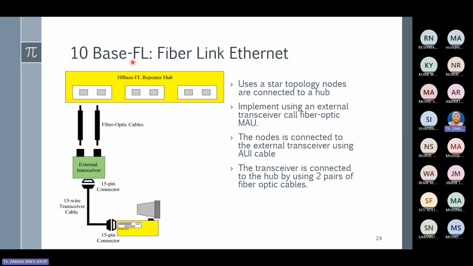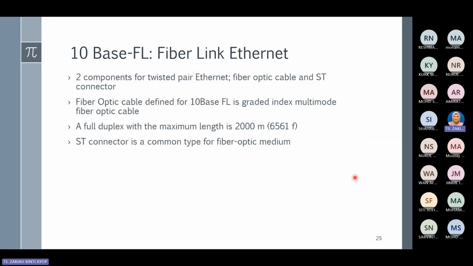Okay, 10BASE-FL is for fiber link Ethernet. So it uses a star topology, with nodes connected to a hub. It's implemented using an external transceiver called a fiber optic MAU. So the nodes are connected to the external transceiver using an AUI cable, and the transceiver is connected to the hub by using two pairs of fiber optic cables.